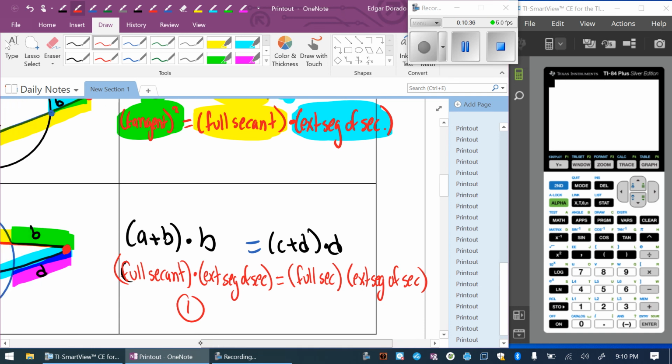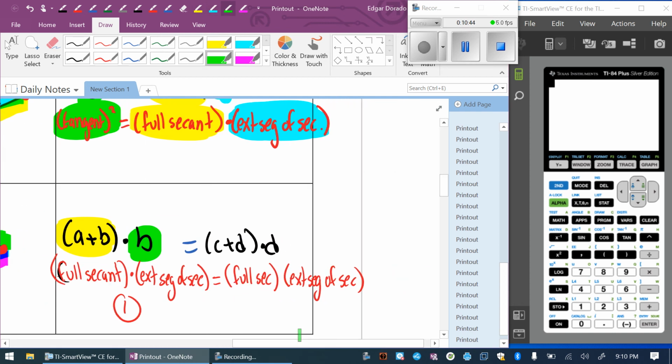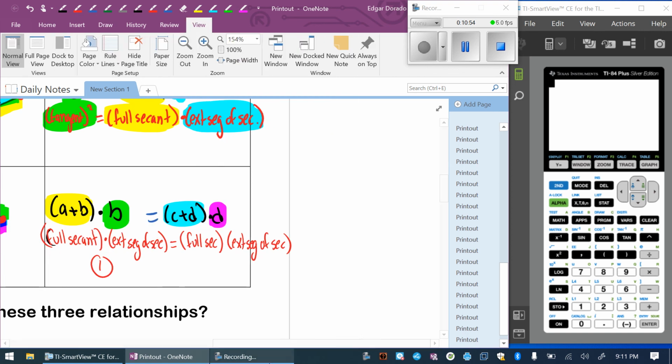So one more time, let's make sure we're clear. The full secant times its external portion, the full secant times its external portion. Okay, guys? So let me go ahead and zoom out real quick. Let me show you guys what this looks like.